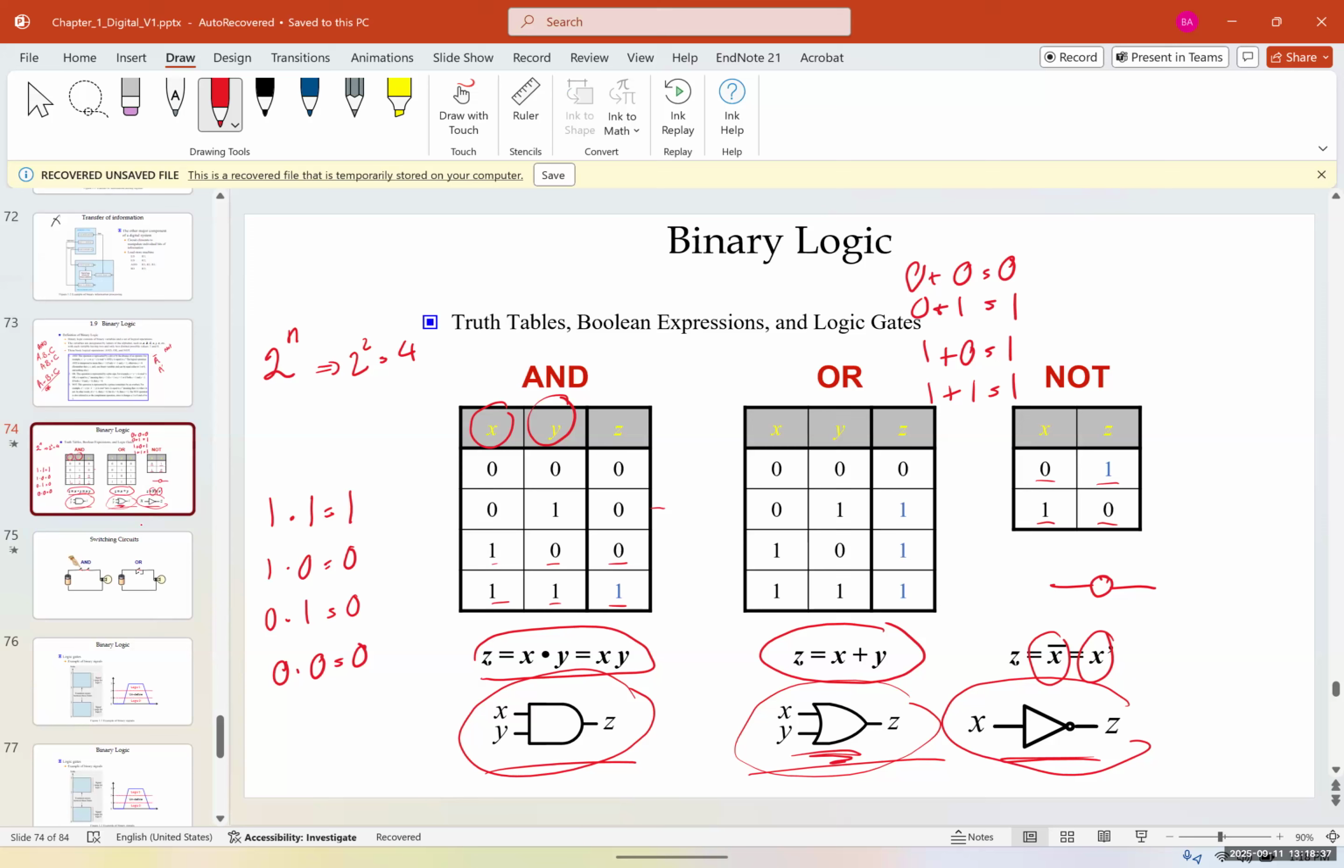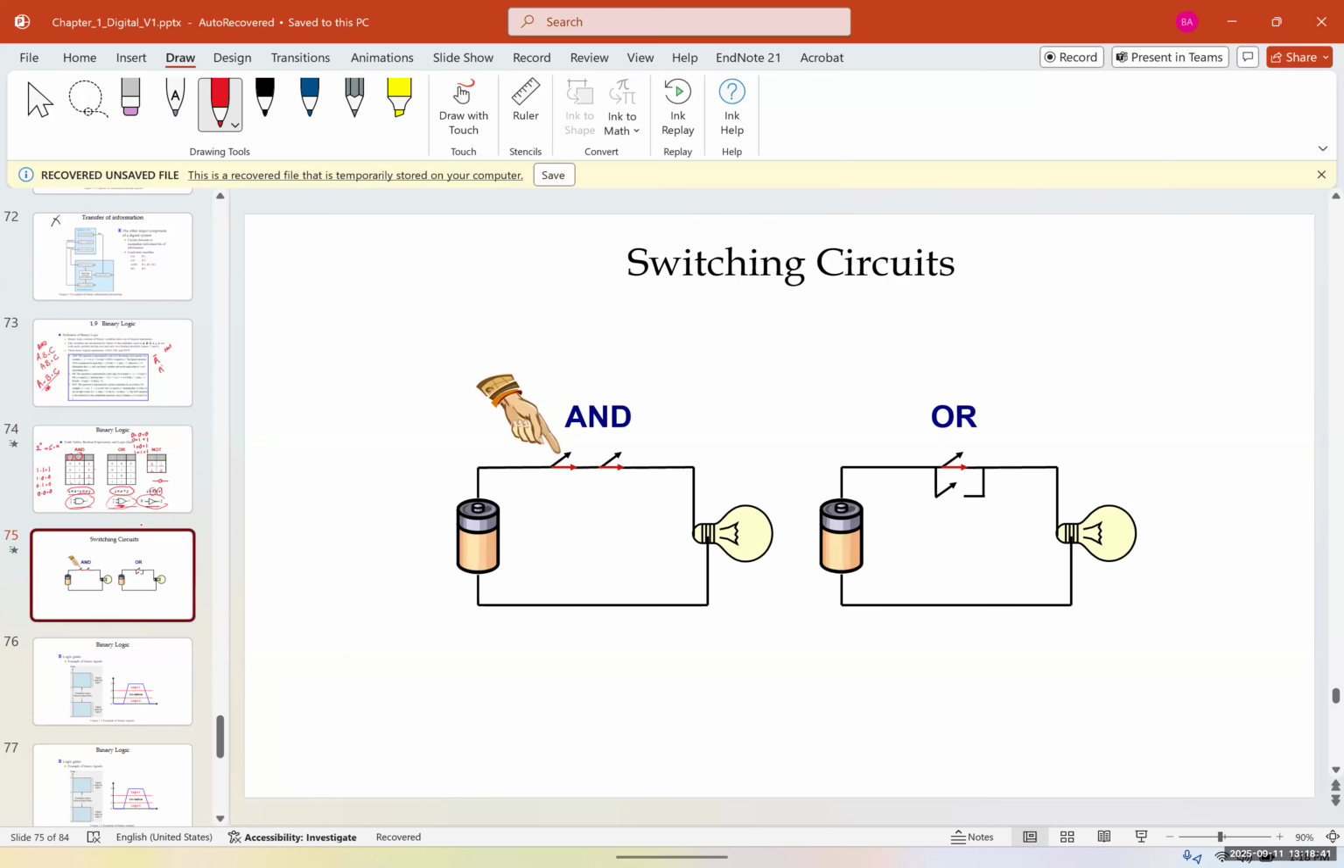So the way that we show the AND or OR gate with a switch circuit is like this. An AND gate is like 2 switches connected in series. The OR gate is like 2 switches which are connected in parallel.